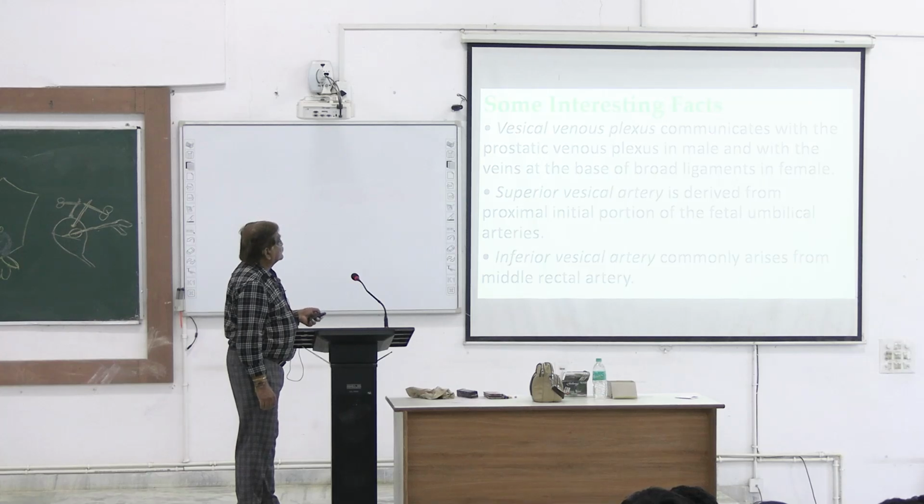Now, this is another interesting fact. The vesical venous plexus communicates with the prostatic venous plexus in males and with the veins at the base of the broad ligament in females. The superior vesical artery is derived from the proximal initial portion of the fetal umbilical arteries. Now, the inferior vesical artery commonly arises from the middle rectal artery.